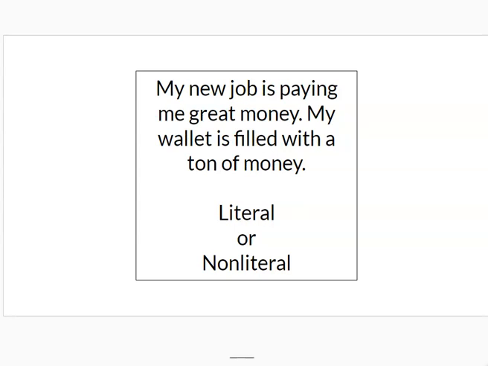My new job is paying me great money. My wallet is filled with a ton of money. Is that literal or non-literal? Pause the video. My new job is paying me great money. My wallet is filled with a ton of money. A ton is a huge amount of weight. So if you literally had a ton of money in your wallet, you wouldn't even be able to pick your wallet up. So this is a great way of using descriptive language to tell us that there's a lot of money in your wallet, but it's non-literal. Let's look at another example.